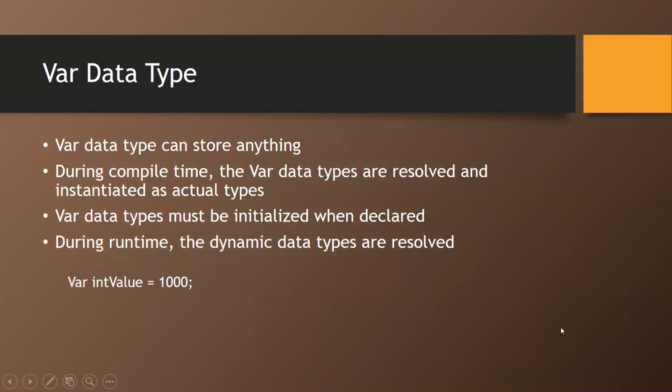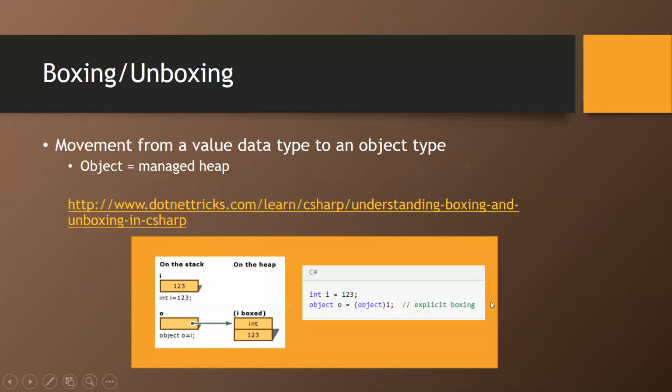Now, there's another option too, and that's the VAR data type. And the VAR data type can also store anything. Now, a little bit different than dynamic. VAR data types have to be initialized when they're declared so that the runtime system can figure out what data type they are. So I have to say equals something with a VAR data type. With that dynamic type, I don't have to. It'll just be resolved at runtime. So it could be dangerous, but we can have more flexibility with C# than just the base data types.